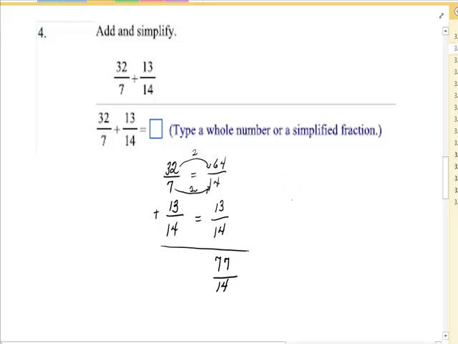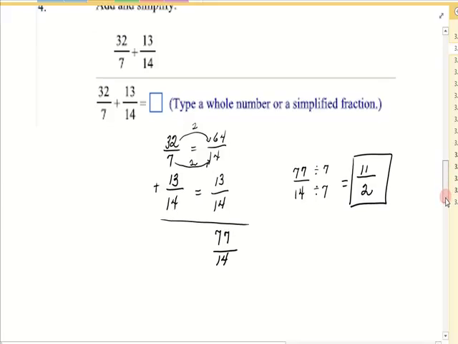Now, can I reduce that? Well, I have 77 over 14. I recognize that 7 is a factor there and 7 is a factor there. 7 goes into 77 11 times. 7 goes into 14 2 times. That does not represent a whole number. If it had been 12 over 2, I would have called it 6. But that is not the case.